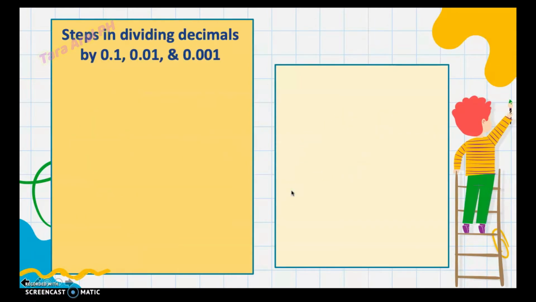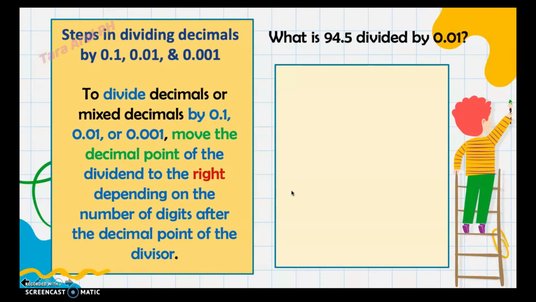And what if our divisor is 0.1, 0.01, and 0.001? So, to divide decimals or mixed decimals by 0.1, 0.01, or 0.001, just move the decimal point of the dividend to the right, depending on the number of digits after the decimal point in the divisor.